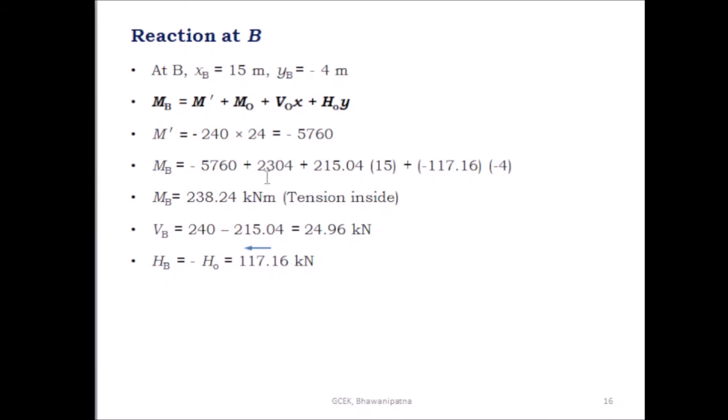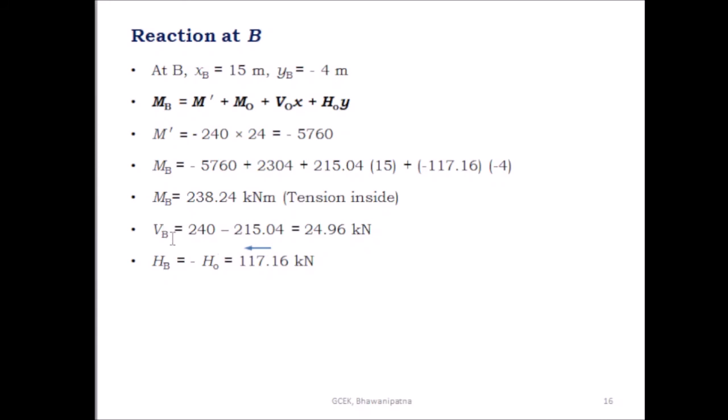then VOx, so VO is equal to 215.04 and x is equal to 15, plus HOy, HO is equal to minus 117.16 and y is equal to minus 4. Then after simplifying this expression, MB is equal to 238.24 kilonewton meter. But here the moment you got at the support B is a positive value, so there is tension inside. So here you get the tension inside the arch.